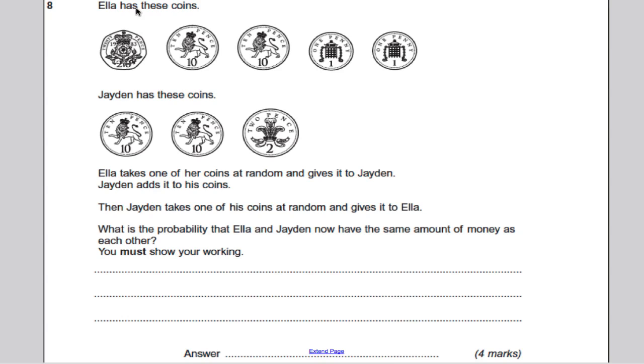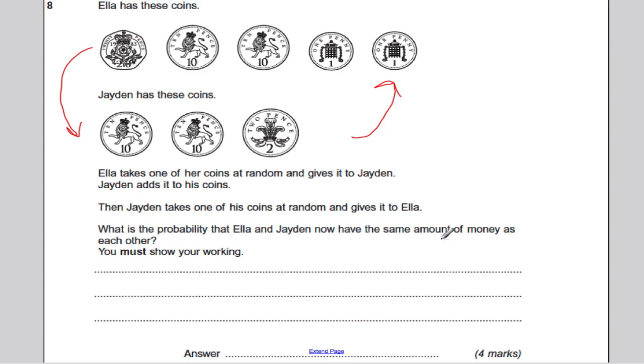Okay, and the last question here, we've got Ella has these coins, 20, 10, 10, 1 and 1, and Jaden has these coins. Ella's going to take one of her coins at random and give it to Jaden. Jaden adds it to the coins, then Jaden takes one of his coins and gives it to Ella. What's the probability that Ella and Jaden now have the same amount of money? So there's going to be a bit of a swap. One of these coins is going to go in here, and one of these coins is going to go up here, and then they're both going to have the same amount of money. We've got to work out the probability that that happens.